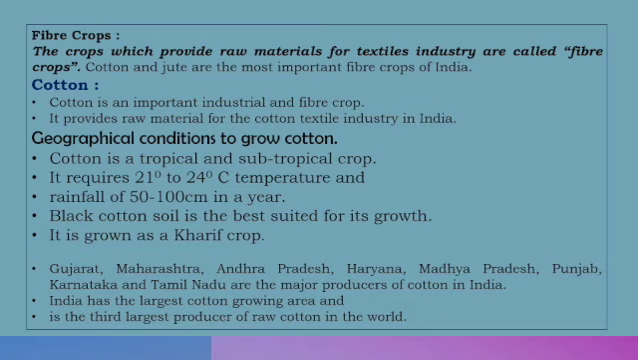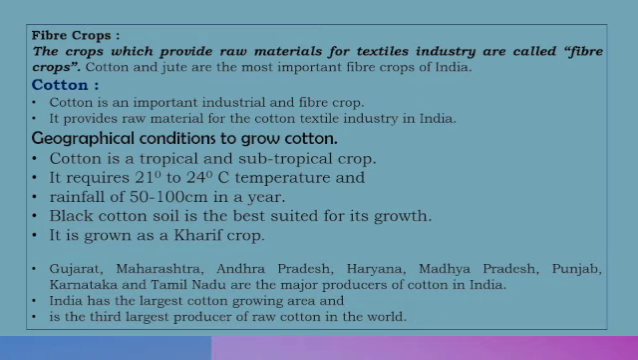Cotton and jute are the most important fiber crops of India because these crops provide fiber. These are used as raw material in textile industry. Therefore, cotton and jute are important fiber crops.